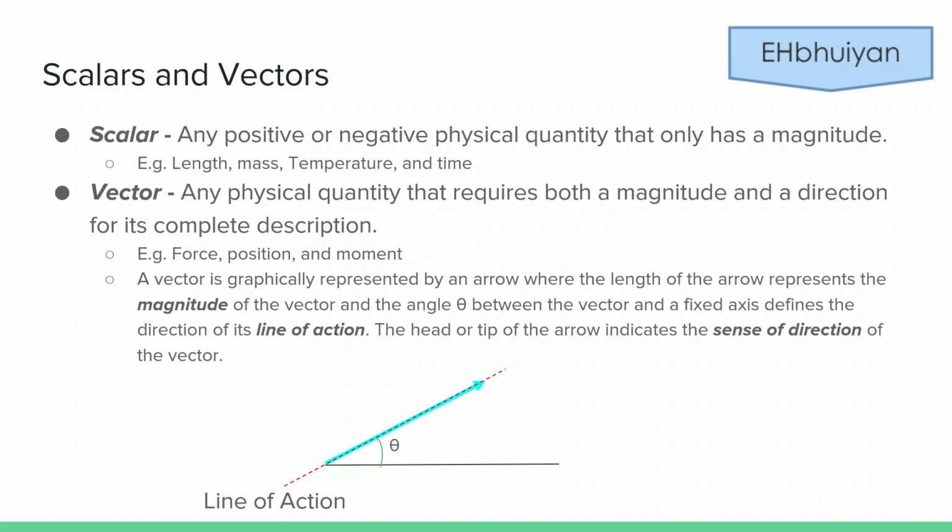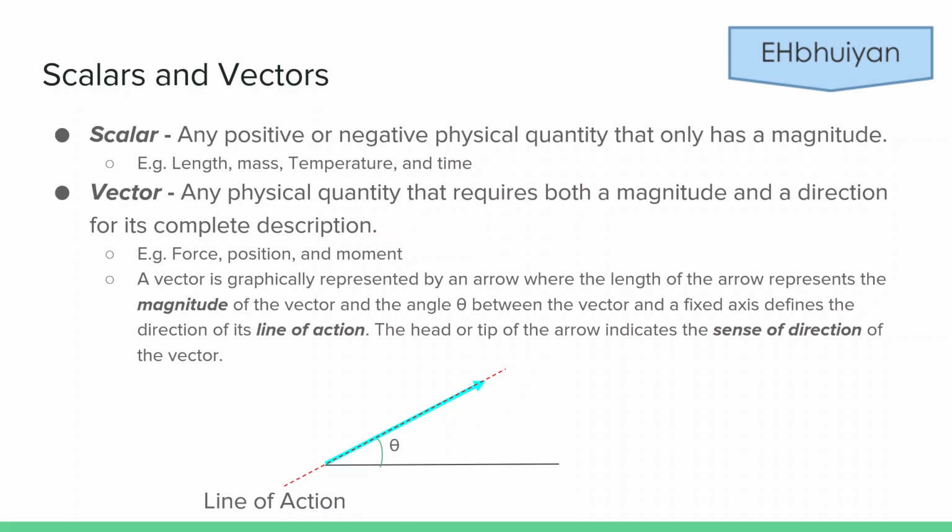A scalar is any positive or negative physical quantity that only has a magnitude. Length, mass, temperature, and time are examples of scalars. The length of a table is 12 feet, for example. There's no direction for that. Temperature can be either positive or negative, but there's not a direction for temperature. On the other hand, a vector has both a magnitude and direction. You need to specify both direction and magnitude to fully describe the vector.